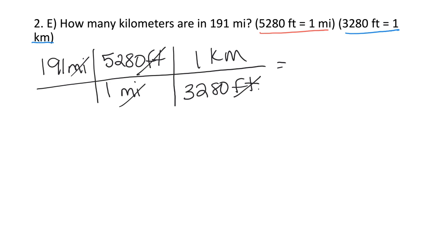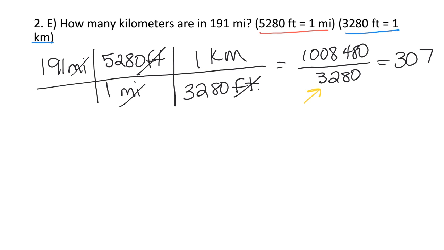Now, when I multiply this together, it's 191 times 5280, which is 1008480, divided by 3280. And by the way, you can actually skip this step. You do not have to write that down if you don't want to. But I'm just showing you what it is so you understand where it came from. So 307 kilometers is your answer.